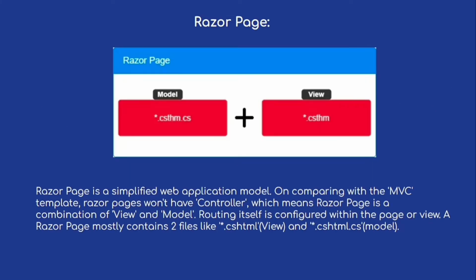A Razor page is a simplified web application model. Comparing with the MVC template, Razor pages won't have a controller, which means a Razor page is a combination of a view, which is an HTML page, and the model. So routing itself can be configured within the pages or view. A Razor page mostly contains two files or a single file.